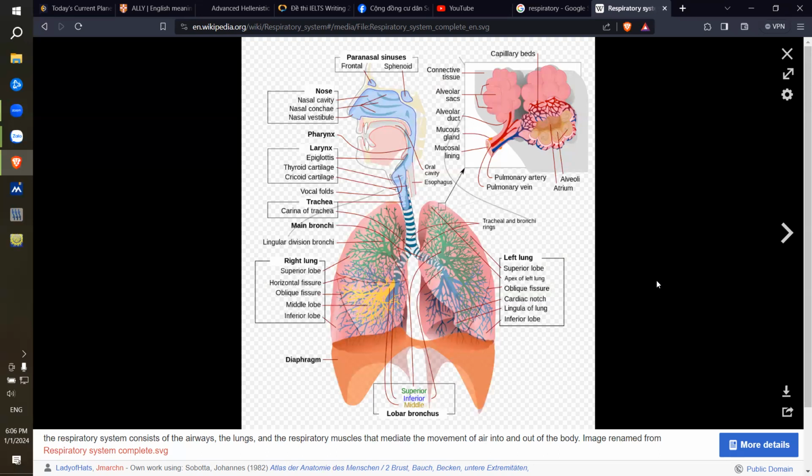Good. So the oxygen from the air in the alveoli will diffuse across the capillary walls and bind to the hemoglobin molecules in blood cells. And the oxygen-rich blood is then transported to the heart and circulated throughout the body.